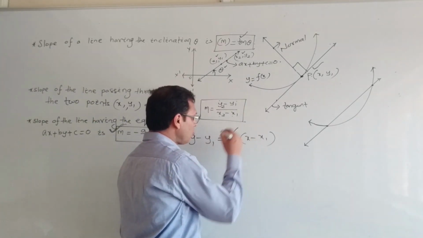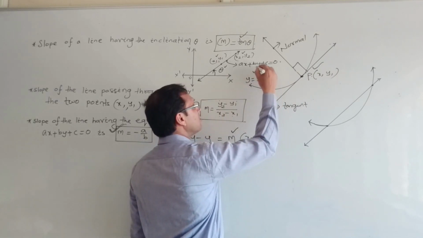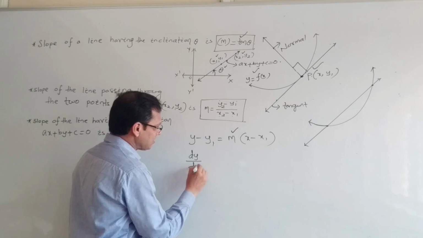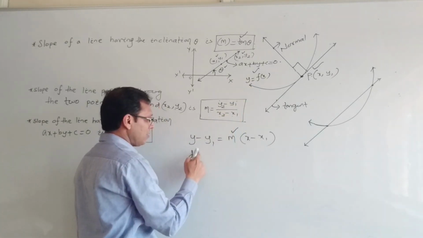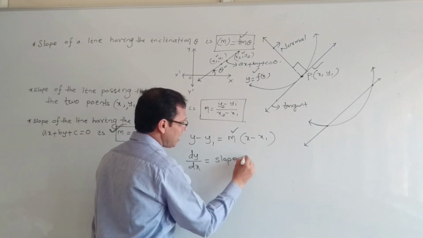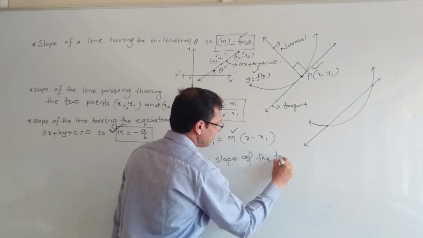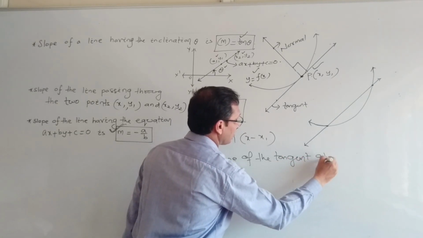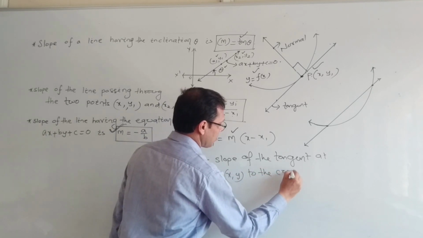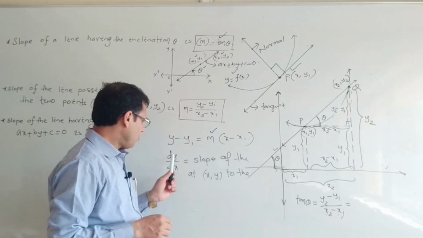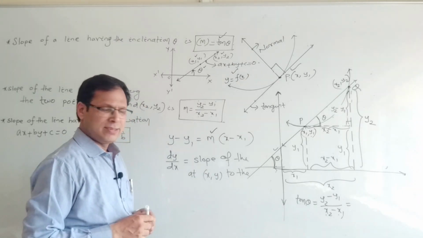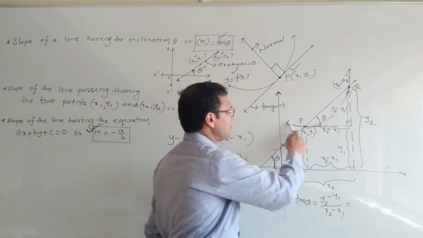So to find the slope of the tangent when the equation of the curve is given, all of you know that dy by dx, that is the rate of change of y with respect to x, is nothing but the slope of the tangent at the point x, y to the curve. Now you may ask why dy by dx is the slope of the tangent at the point x, y. So to clear all this, you take this diagram.